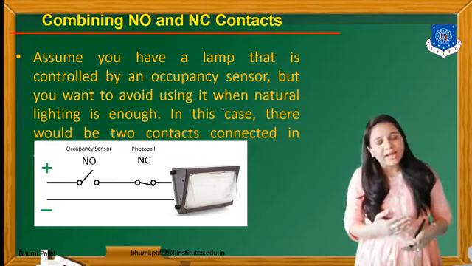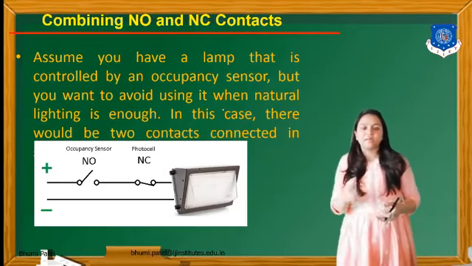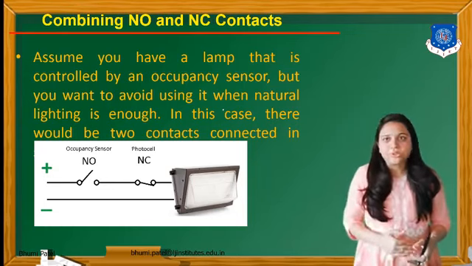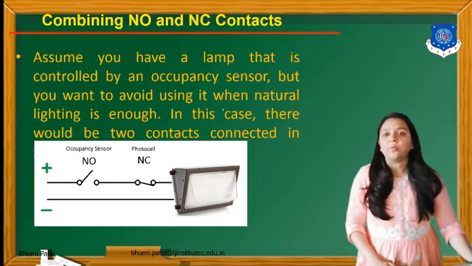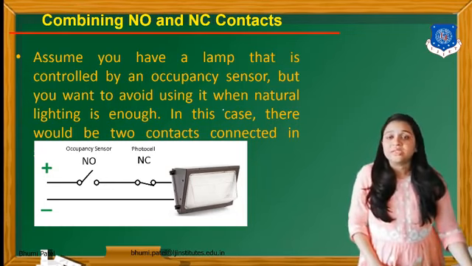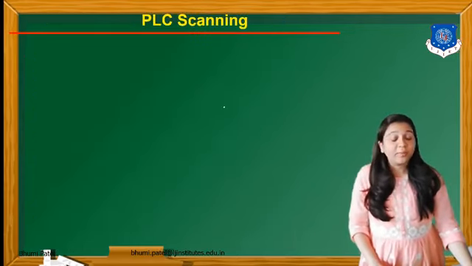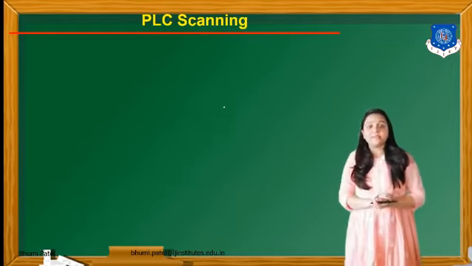But if the natural light is not enough, that time the sensor will be on. So this is the actual example to use normally open and normally closed contact with series connection. Clear? Now the next important thing is PLC scanning.